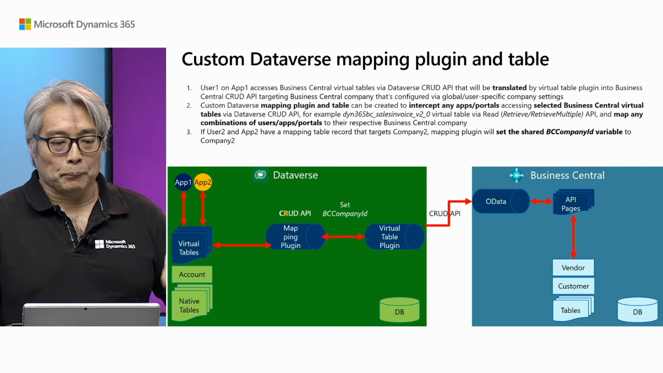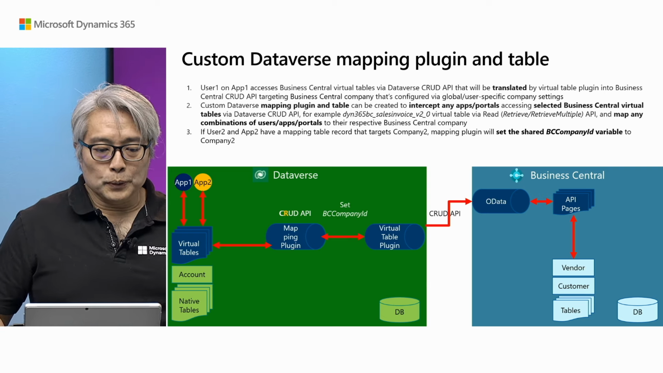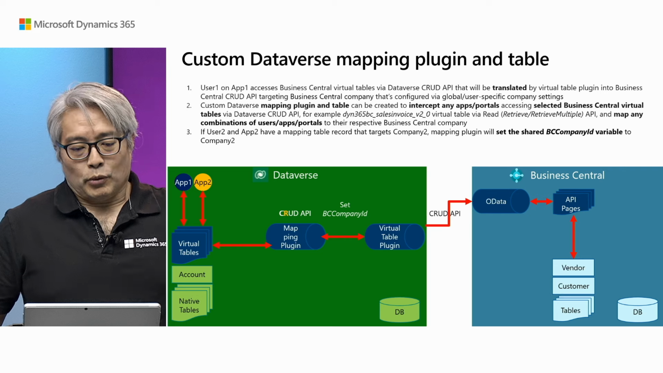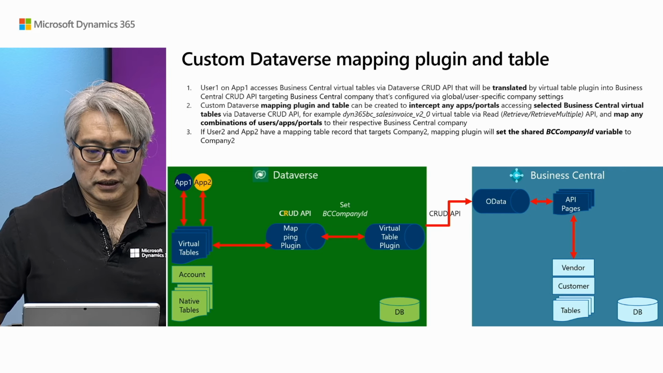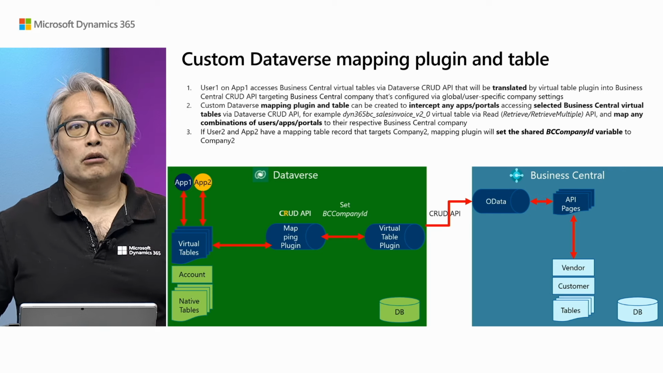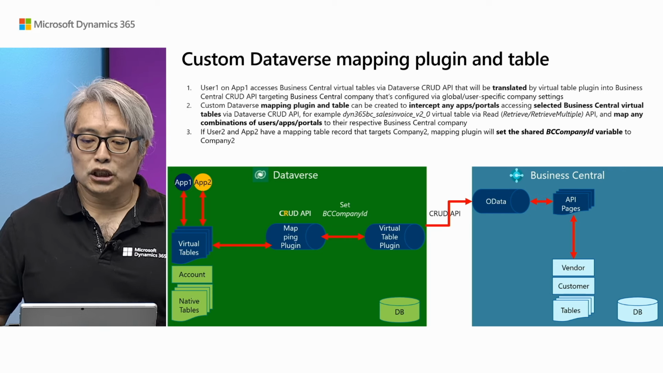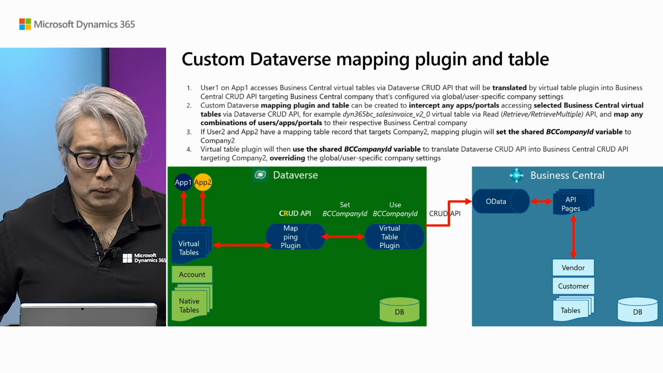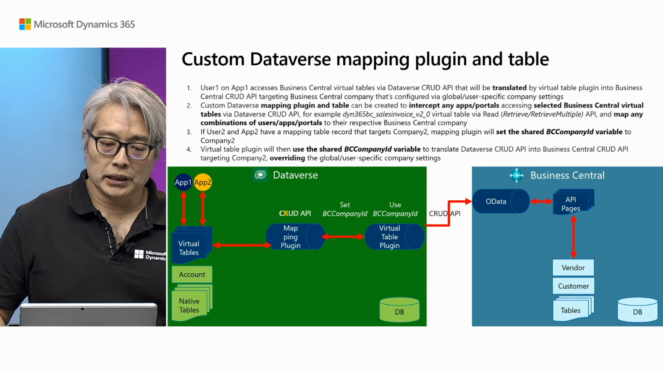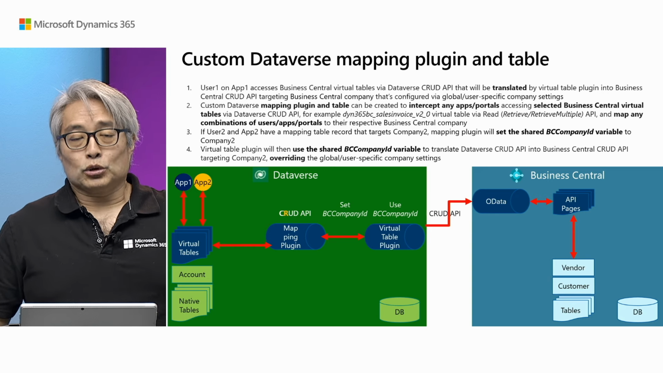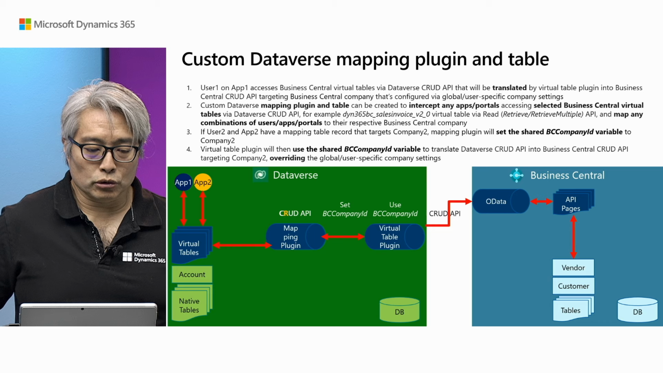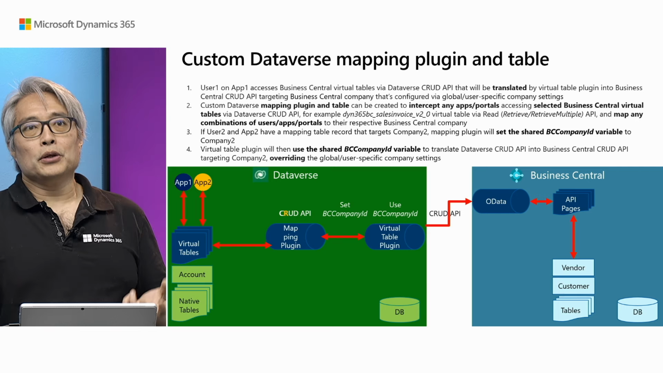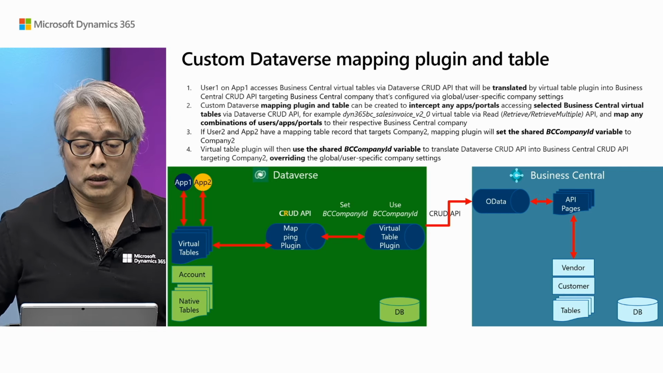The way it works, for example in the second picture, is that when user 2 and app 2 have a mapping table record that targets company 2, and it requests to access the sales invoice table, the mapping plugin will intercept that request and set the shared BC company ID variable to company 2. Then when the virtual table plugin picks it up, it will use the shared BC company ID variable set to company 2 to translate the Dataverse CRUD API into the Business Central CRUD API, overriding the global and user-specific company settings. So now you know how the mapping plugin and mapping table work.